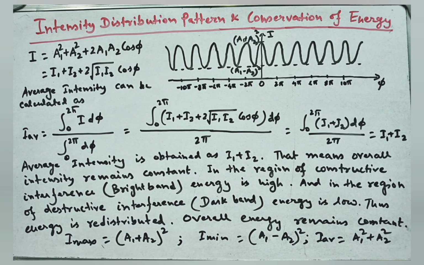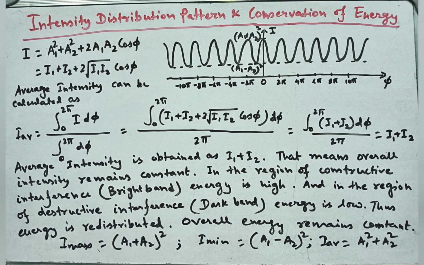Now let's understand the intensity distribution pattern, and from there conservation of energy. So this resultant intensity we are getting: I equal to a1 square plus a2 square plus 2 a1 a2 cos phi. Okay. Now if I plot it, the pattern will be looking like this. So the maximum intensity is actually (a1 plus a2) whole square, and the minimum intensity is (a1 minus a2) whole square. So you can see at phi equal to all even multiples of pi, basically 2 pi, 4 pi, we are getting the peaks, and in odd terms like pi, 3 pi, the intensity is basically low.